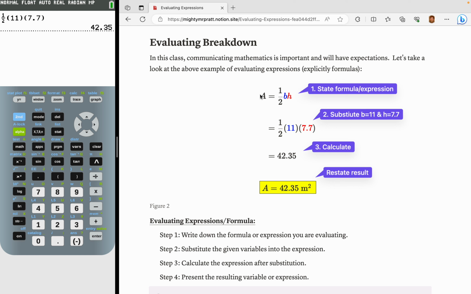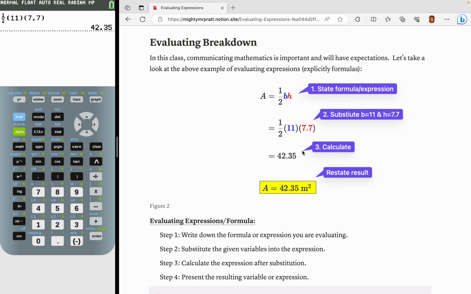Right here, I restated the formula and expression. I'm expecting you to rewrite the formula that you're going to use. In this case, we're writing the area of a triangle formula. Then the second step is I'm substituting the given variables. So I'm given B, which equals 11, and H, which equals 7.7. I'm replacing those variables with the given values. Substitute just means replace.